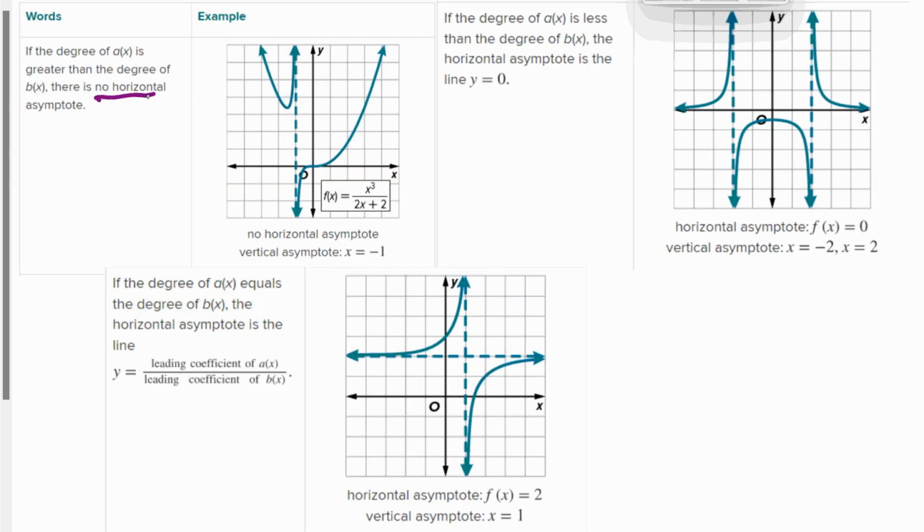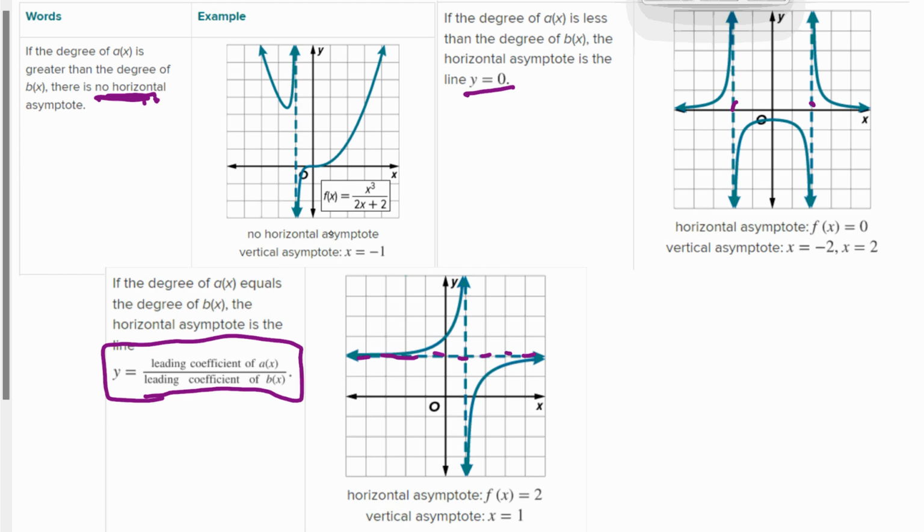Here's one with no horizontal asymptote. And then here's y equals 0. That's when the degree of the denominator would be bigger. And here we can see we have two vertical asymptotes. And then lastly, sorry, I think I said the no horizontal asymptote is when the degree of the top is bigger. When they're the same, it's the lead coefficient over the lead coefficient. We see that y equals 2 here.